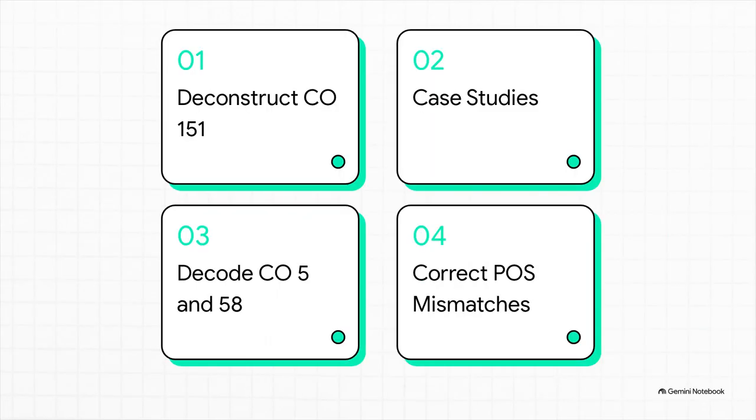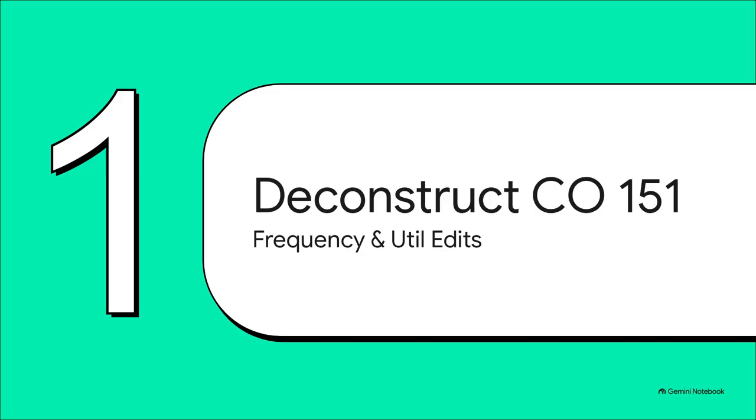Here's the game plan for today. We'll start by deconstructing CO151, run through some real-world utilization case studies, then pivot to decode CO5 and 58, and finally, look at how to correct those tricky place-of-service mismatches. All right, part 1, deconstructing CO151, frequency and utilization edits.